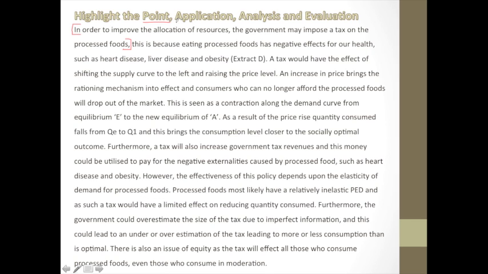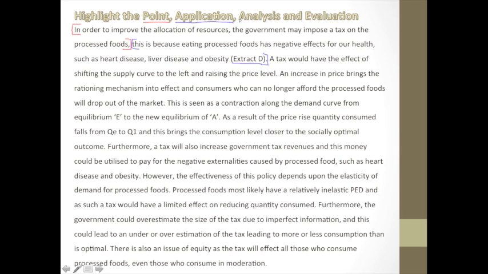The next thing we do is to apply, and our application here is, this is because eating processed foods has negative effects for our health, such as heart disease, liver disease and obesity, and I've referenced there Extract D. So we know exactly where that's come from. The examiner knows that I've applied, that I'm putting my argument within the specific context of the case study.